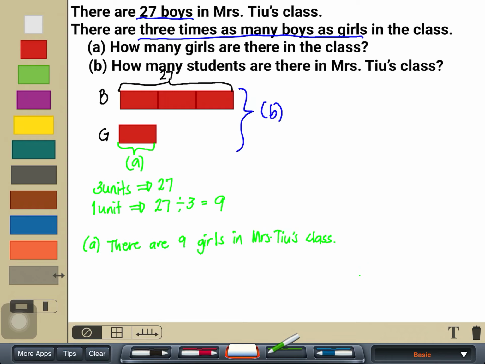Now, how are we going to look for letter B? Letter B is the total number of students. So, total students, therefore we have to add the number of boys and the number of girls. We know earlier that there are 9 girls and 27 boys. So how are we going to find the total? What would be the operation? The operation would now be addition. So let us try to add 27 plus 9.